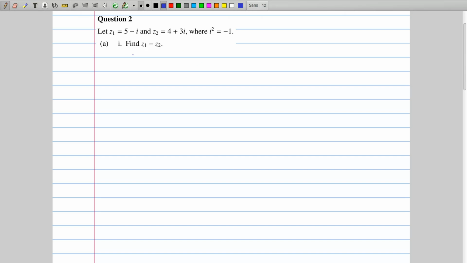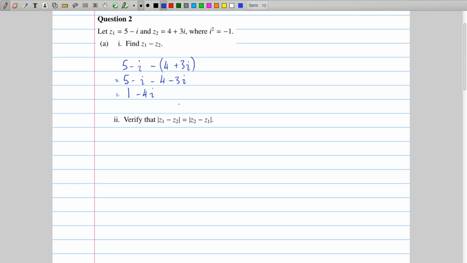So it's just a purely arithmetic thing where you say z1 is 5 minus i, because that's what you're given. And then you subtract 4 plus 3i. I'm going to put that in a bracket just to make sure that I get my signs right. So let me distribute that. That's going to be a minus 4, and then the minus will come in to the 3i as well. And so I end up with 1 and a minus 4i.